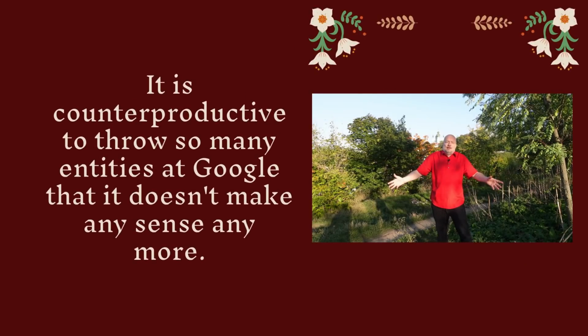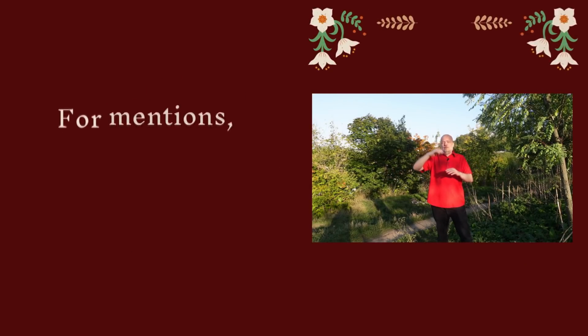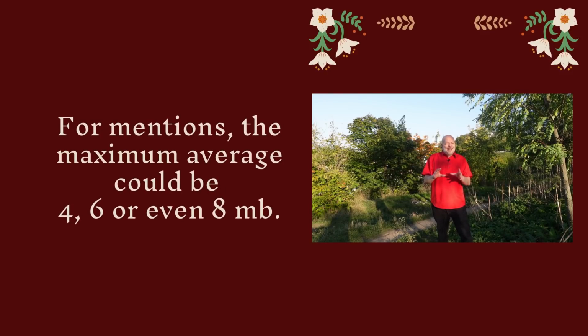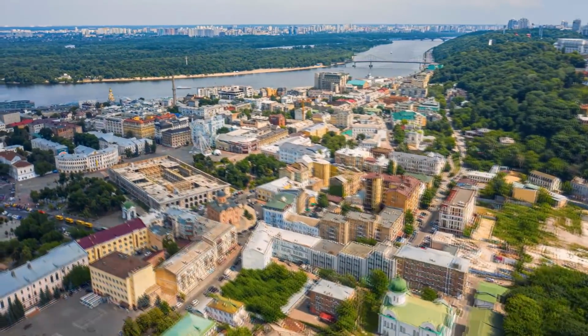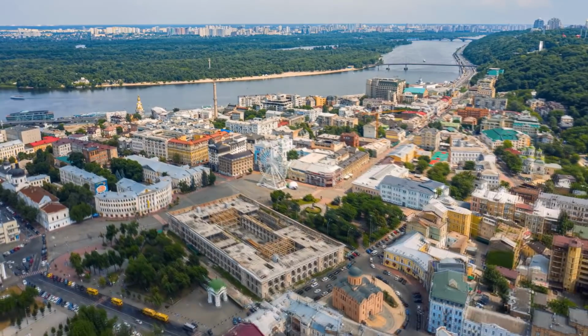It's totally counterproductive. Using mentions, whatever it might be, you can think, oh, I'll just put as much in there as I can. But what you end up doing is throwing so many entities at Google that it doesn't make any sense anymore. For mentions, for example, I would say between 4, 6, maybe 8 tops, because you don't want to disperse the message too much. What are the 4 to 8 entities that actually matter to this page? What are the entities that identify the topic of this page, what we're talking about, and the validity of what we're saying?